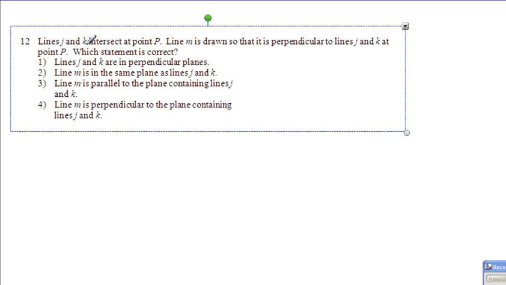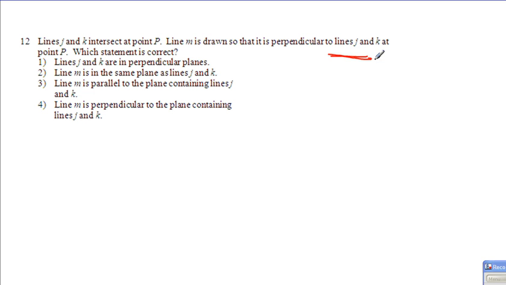Now, lines J and K intersect at point P. Now, line M is drawn so that it is perpendicular to lines J and K. In fact, since two lines create a plane, what's going to be happening is this. The fact that M has to be perpendicular to these lines means it is perpendicular to the plane. So therefore, we realize choice 4 will be our answer.